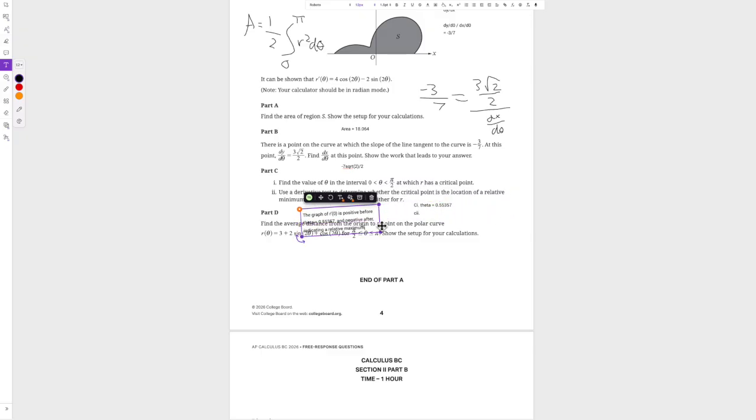We'll shrink it like this. There we go. And now part D. Find the average distance from the origin to a point on the polar curve for this polar curve from pi over 2 to pi. Now, how can we do this?